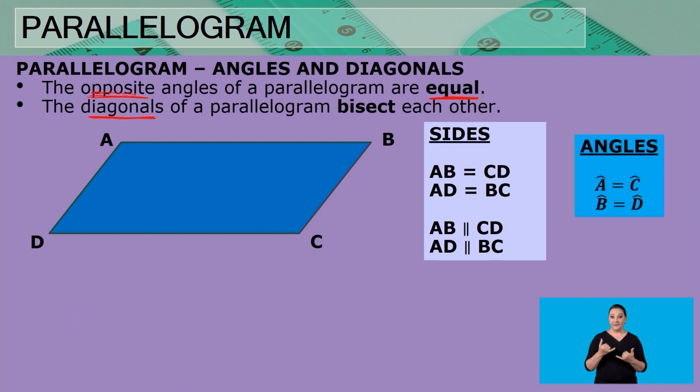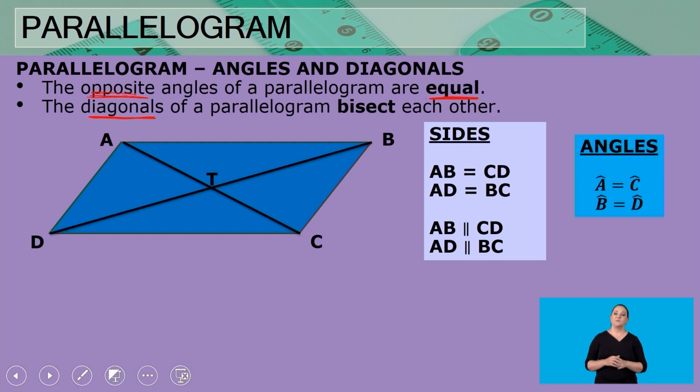So when looking at those diagonals, we can see that because we said a diagonal goes from one vertex to another vertex in a polygon, then we can see there that AC is a diagonal. Again, DB is also a diagonal, and where they intersect, we will say that is a point T, but that is the point where the two diagonals meet, and that is the point of intersection for our diagonals.